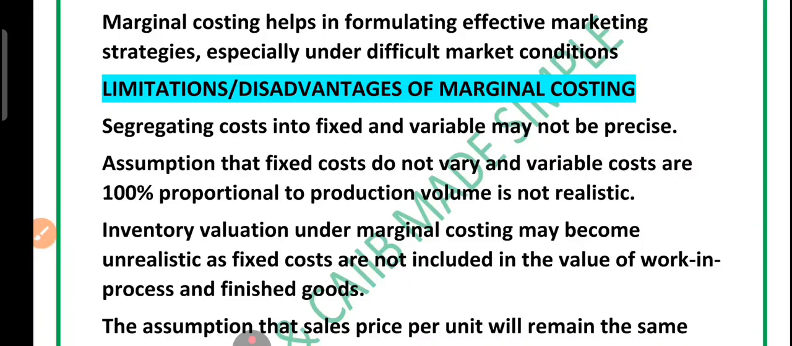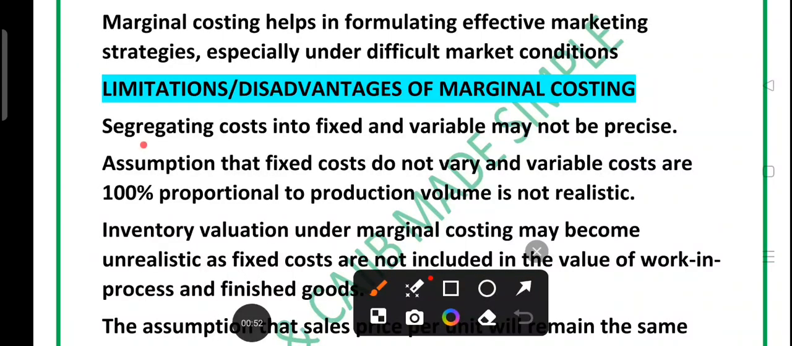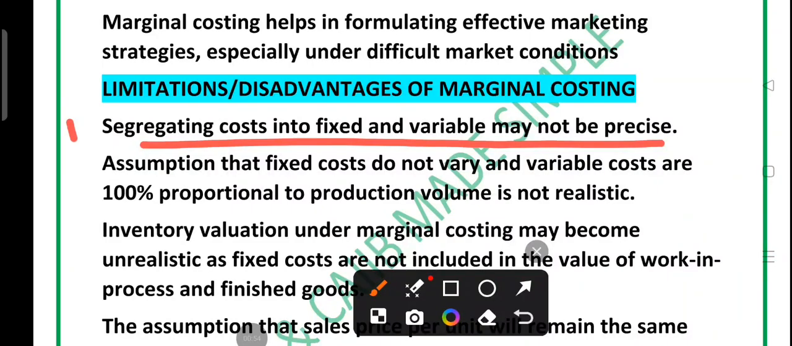Marginal costing says that we must separate cost into fixed and variable. But in real life, this is not always neat, right? For example, the electricity bill. Part of it is fixed, which is a basic charge. Part of it changes with the usage. So the split is not always precise, isn't it? So this is one of the limitations, that splitting the cost is not always accurate. So the first point I told you, segregating cost into fixed and variable is not always precise. This is the first limitation.